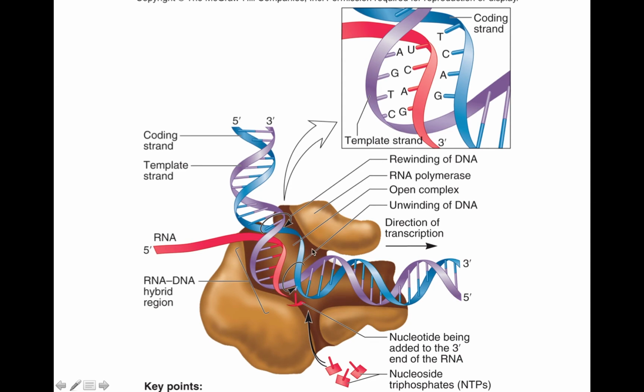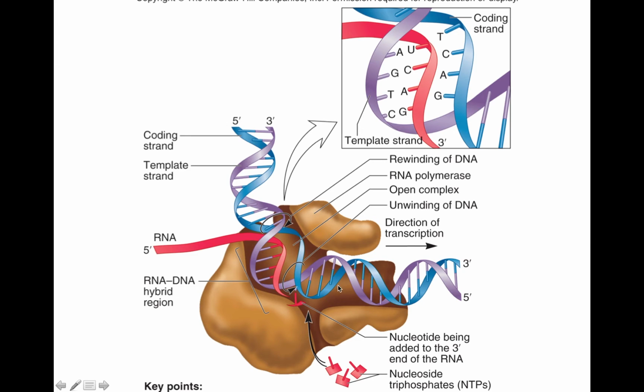Okay, if we look up close and personal at the catalytic portion of the RNA polymerase, we see that in the catalytic part of the enzyme, the DNA strands are separated, and RNA is actually base paired to one of the two strands of the DNA in the transcription bubble. That's what this is called, the transcription bubble. So here's the direction of transcription. We are adding nucleotides to the 3' end of the transcript. Here is the 5' end of the transcript.